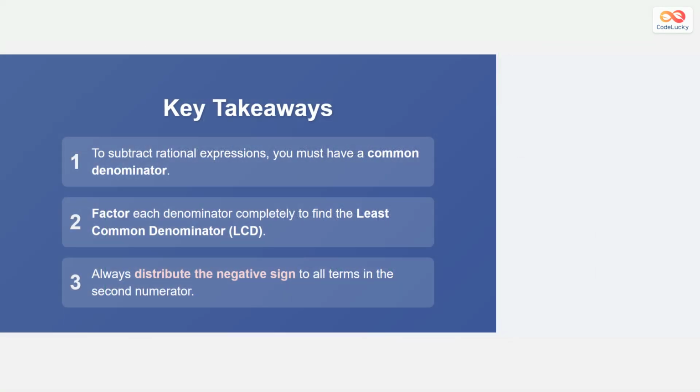Let's quickly review what we learned. First, you must have a common denominator to subtract rational expressions. Second, the best way to find the least common denominator is to factor each denominator completely. And finally, never forget to distribute the negative sign to all the terms in the numerator you are subtracting. It's the key to getting the right answer.